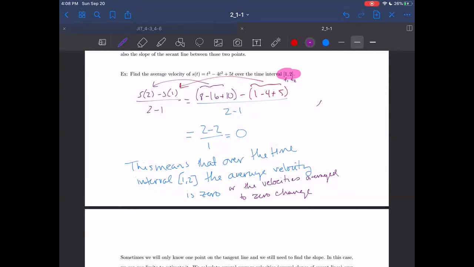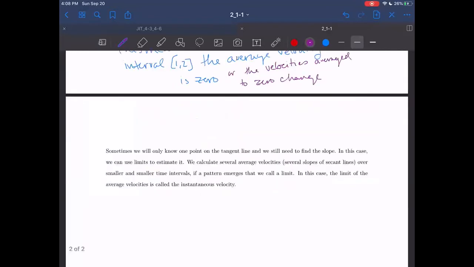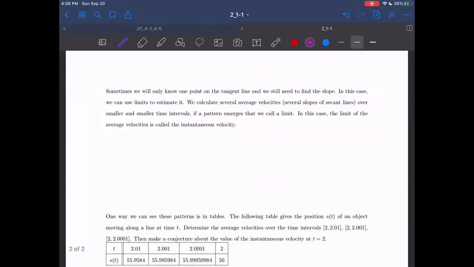Well, what if we only have 1 point? If we only have 1 point and we need to find the slope of our tangent line, then we can use limits to estimate it. How we do this is we calculate several average velocities, so several slopes of secant lines, over smaller and smaller time intervals, and then we look for a pattern.